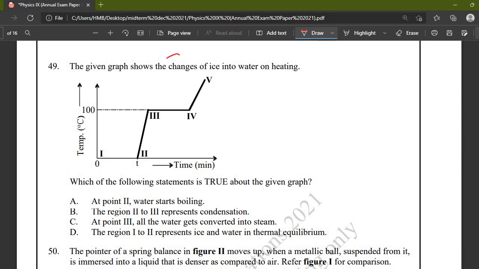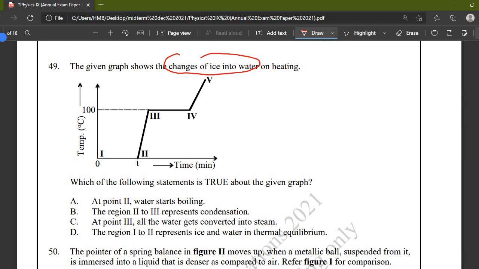The given graph shows the change of ice into water on heating. Which of the following statements is true about the given graph? So let's identify the true statement. At point 2, water starts boiling. From point 2 to point 3, as we can see that the temperature is increasing, so starts boiling is incorrect, because boiling occurs at constant temperature. From region 2 to 3 represents condensation, but condensation is the reverse process and temperature decreases. So from 2 to 3, it shows the increase in temperature.